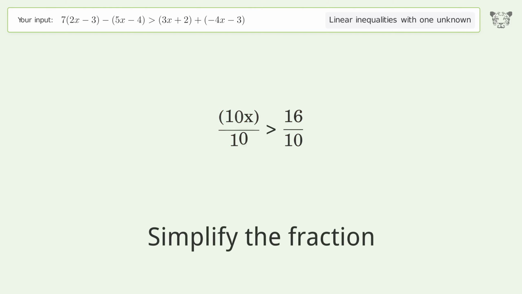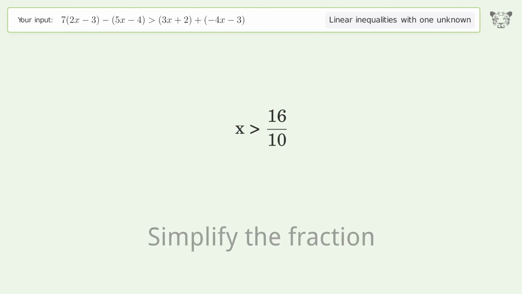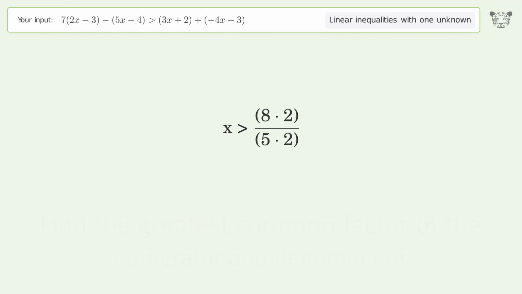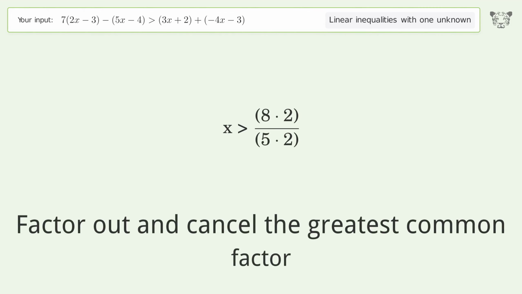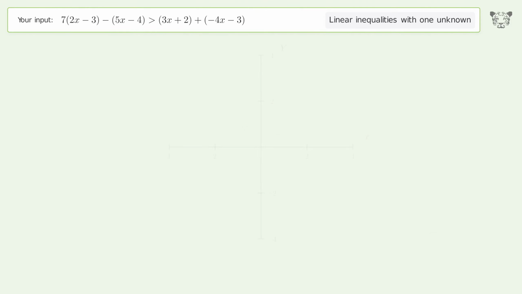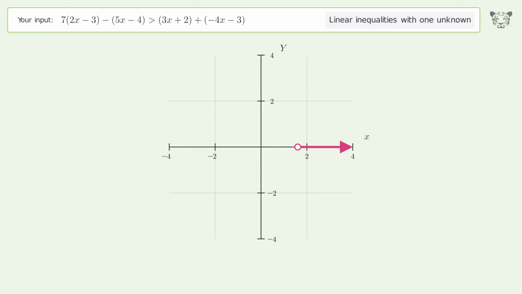Simplify the fraction. Find the greatest common factor of the numerator and denominator. Factor out and cancel the greatest common factor. Plot the solution on a coordinate grid. And so the final result is x greater than 8 over 5 greater than 13 over 5.